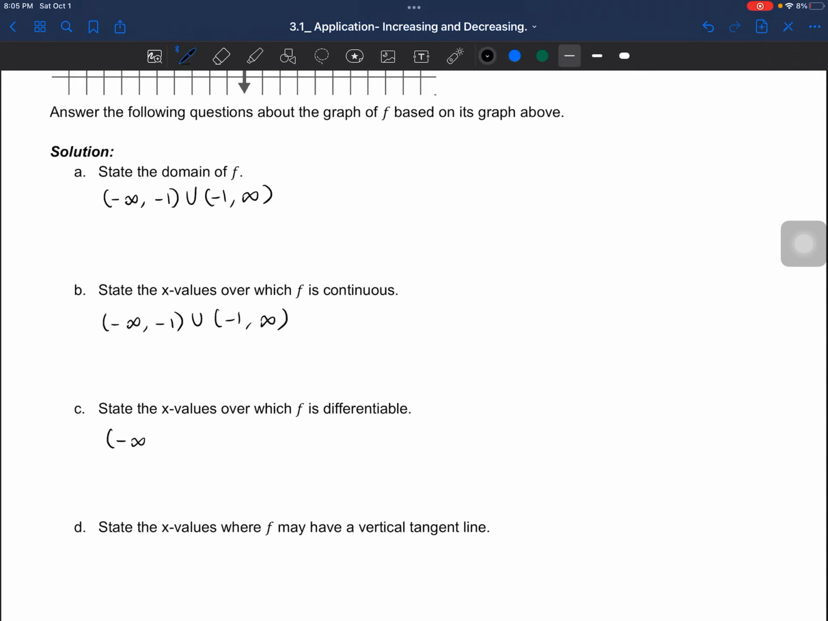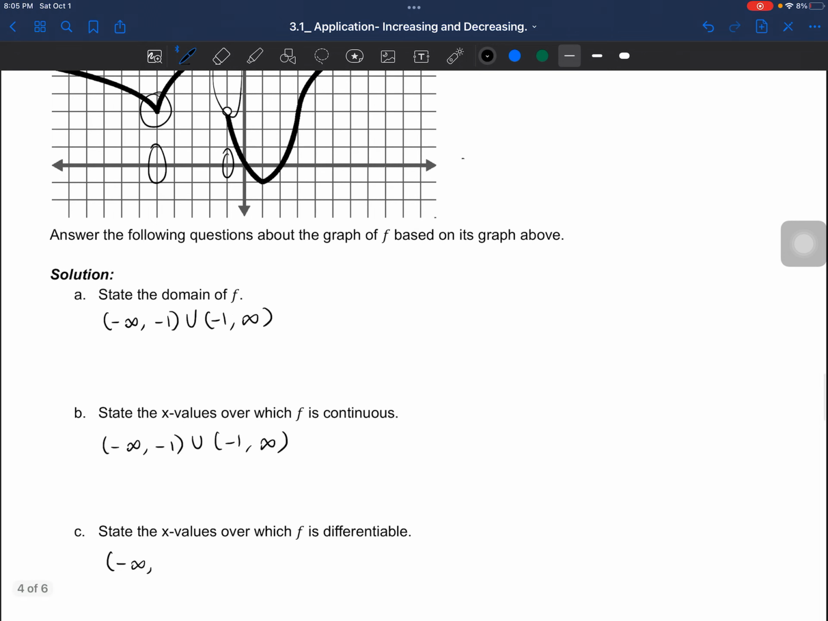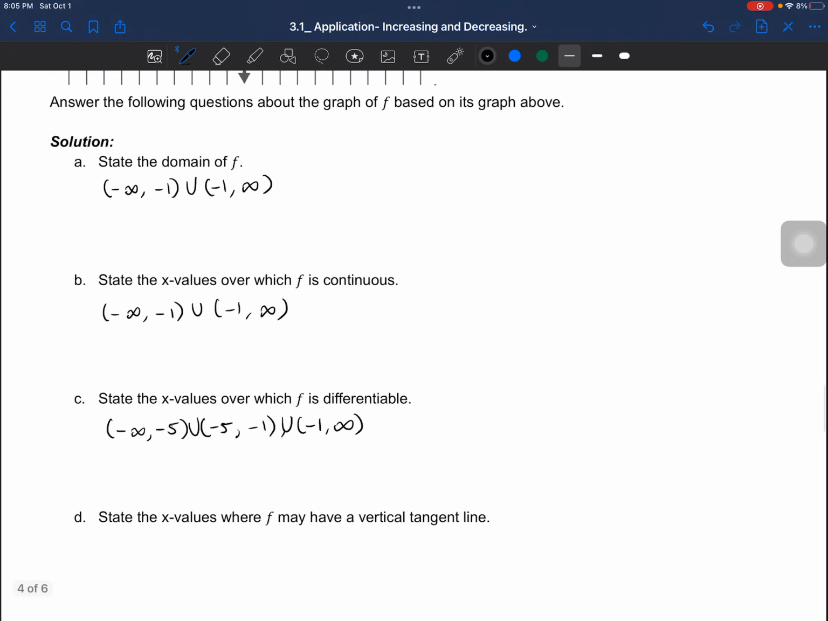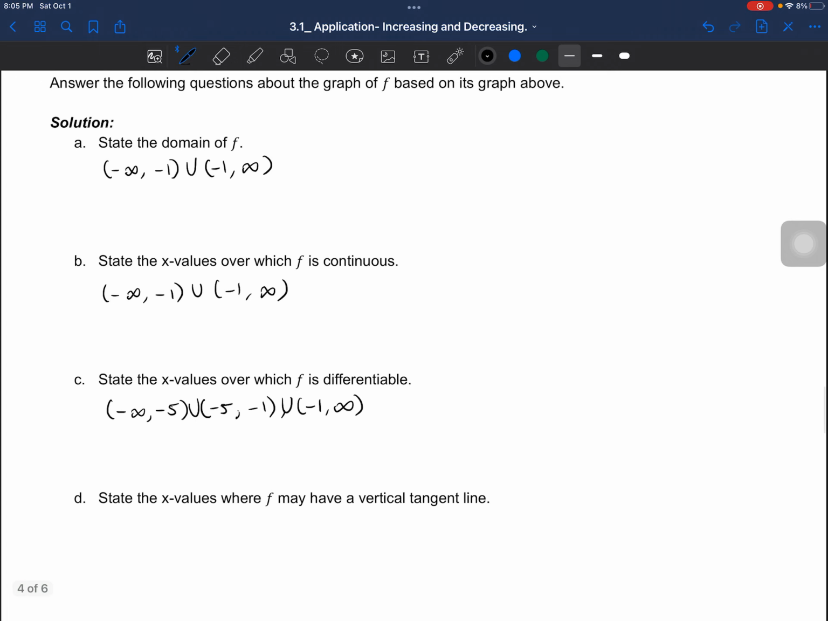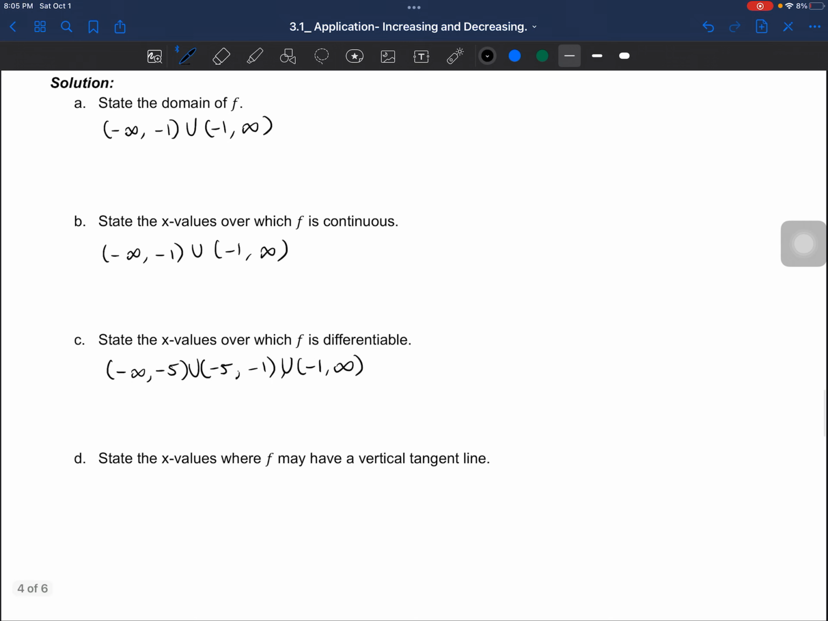So the function is differentiable from negative infinity all the way to this value, which is -5. Then it jumps from -5 to -1, and then from -1 to positive infinity. So it is differentiable between those intervals.